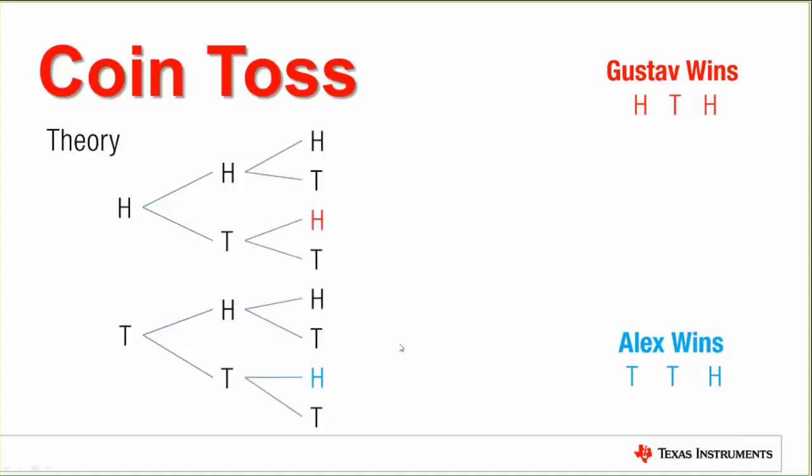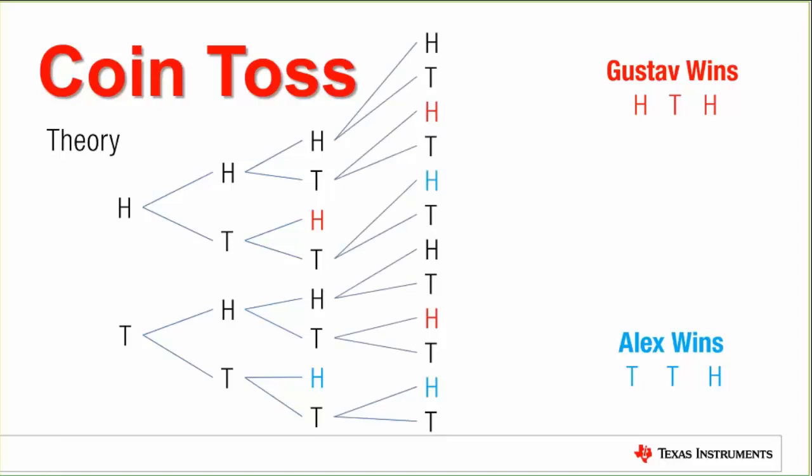So if we now run out to the 3rd toss, we can see, just as we would think, out of the 8 possibilities, all equally likely, there's a 1 in 8 chance that Gustav has won the game already, and there's a 1 in 8 chance that Alex has won the game already. So I'm thinking to myself, it looks pretty fair.